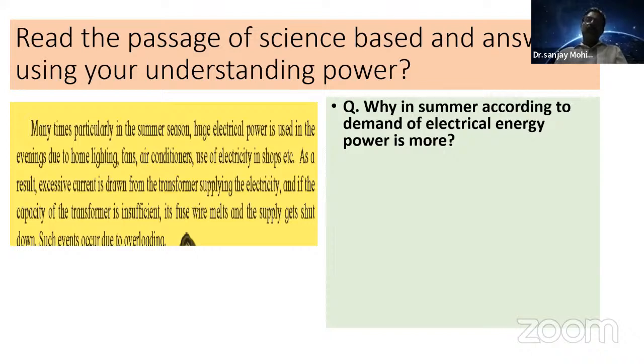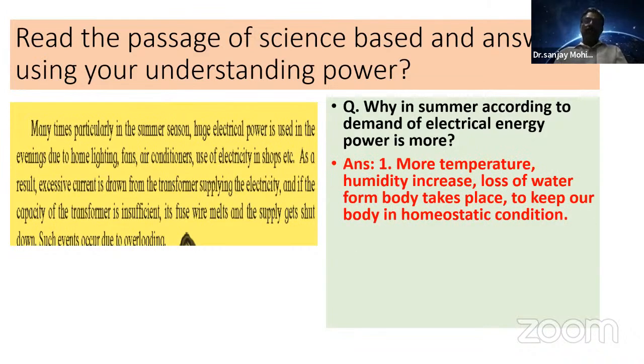So why is the electrical energy use more in the summer? Because the temperature is higher and we have to keep our body in a homeostatic condition. Homeostatic condition means we have to maintain our body temperature around 36.5 degrees centigrade. In summer this is not possible by itself, so we try to maintain our body temperature in that range by switching on the fan and the AC, and therefore we get a higher bill.